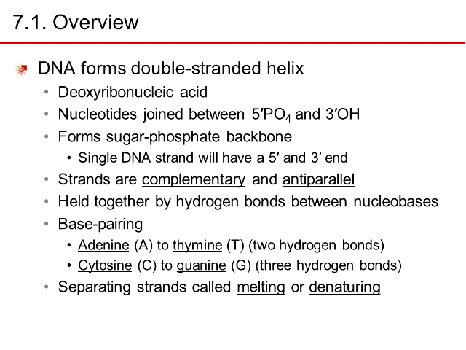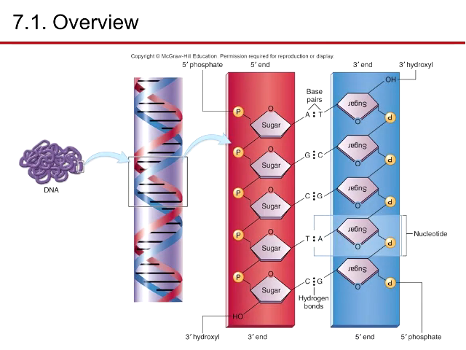In a double helix, the two strands are parallel, but they're called anti-parallel. That means at one end is the 5' for one and the 3' for the other, and the opposite is true on the other end. So the strands are considered complementary but anti-parallel. They're held together by hydrogen bonds between the nucleobases, and there's base pairing. For instance, adenine and thymine are attached by 2 hydrogen bonds, and cytosine and guanine are attached together with 3 hydrogen bonds. Separating the strands is called melting or denaturing, so separating those strands to break them apart is the melting or denaturing of the DNA double helix.